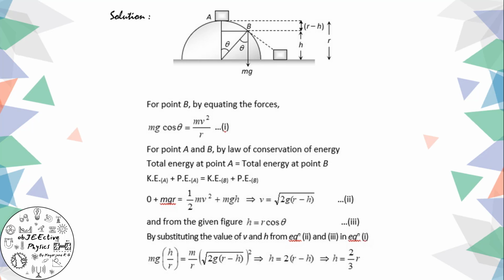And from the given figure, from the right angled triangle in the diagram, h is equal to r cos theta. By substituting the value of v and h from equations 2 and 3 in equation 1, mg into h by r is equal to m by r into square of root of 2g into (r minus h). That implies h is equal to 2 into (r minus h), or h is equal to 2 by 3 into r.